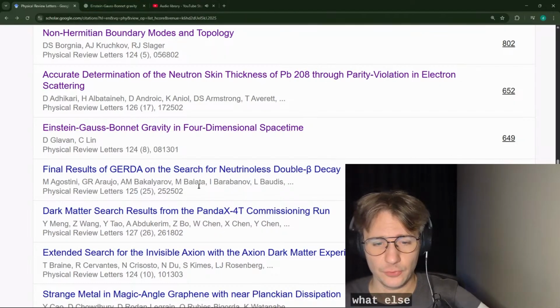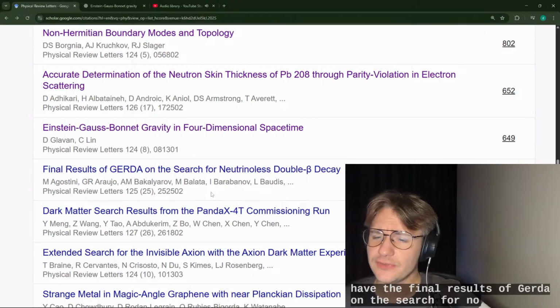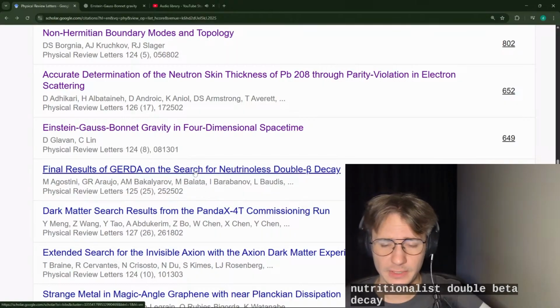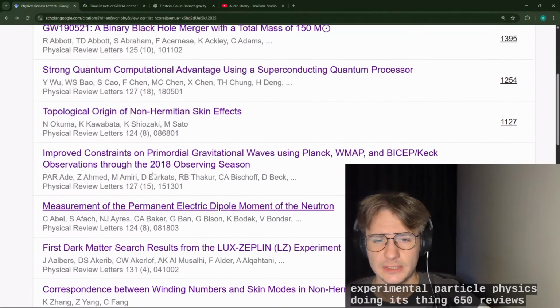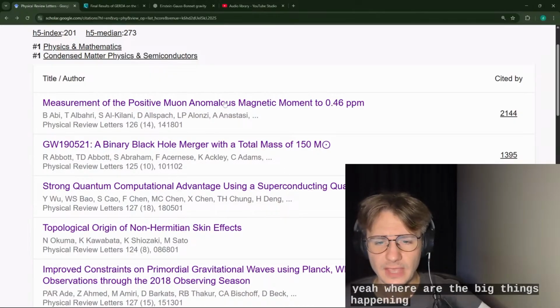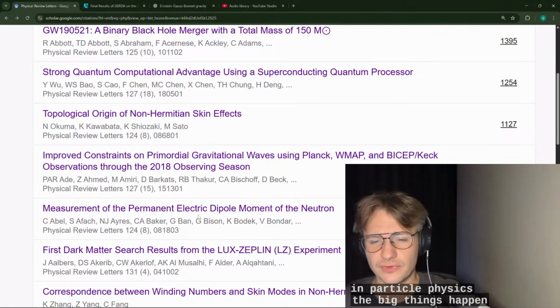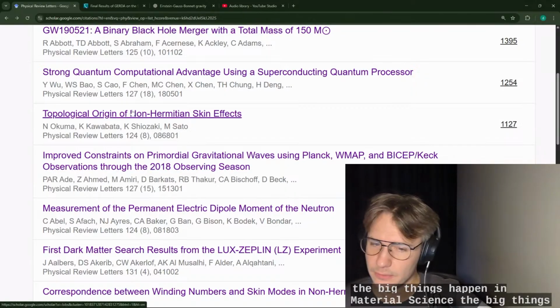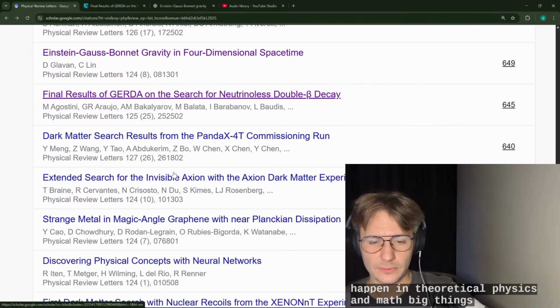What else do we have here? We have the final results of GERDA on the search for neutrinoless double beta decays. So here we've got some experimental particle physics doing its thing. 650 reviews. Yeah, where are the big things happening? The big things happen in particle physics. The big things happen in material science. The big things happen in theoretical physics and math. Big things.